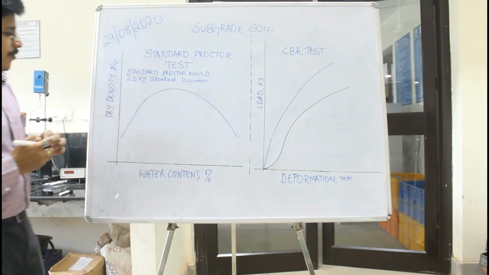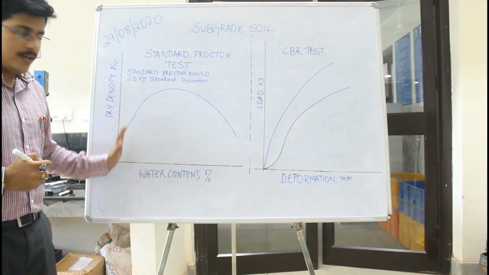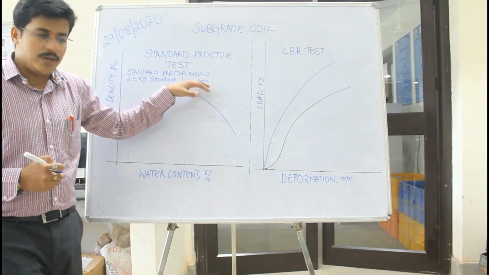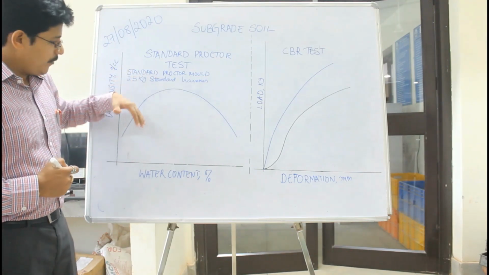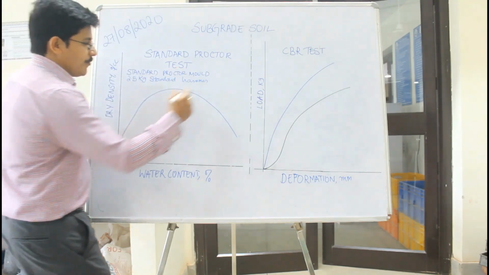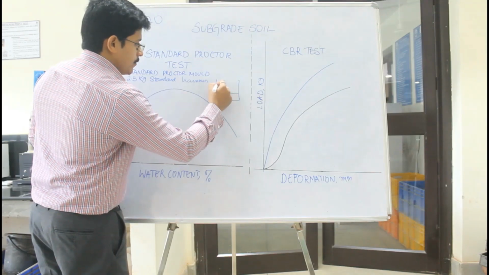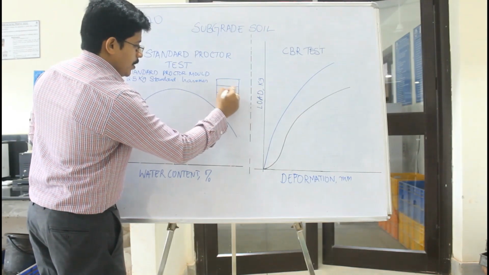When we mix the soil at this particular water content, we compact the soil in the mold in 3 layers by giving 25 blows per layer with this hammer. Similarly, we fill the mold by compacting 3 layers, 25 blows. That means if this is a mold of given volume, we fill it in 3 layers, and each layer has 25 blows.